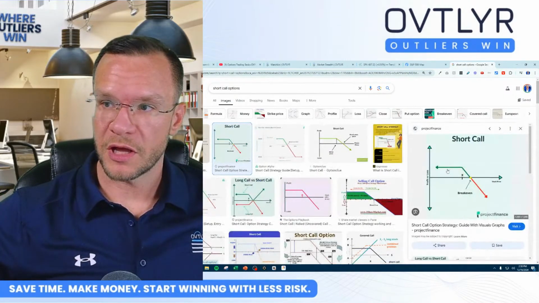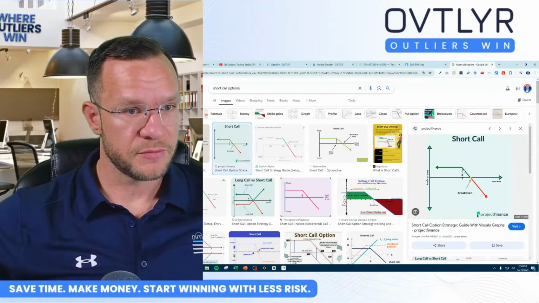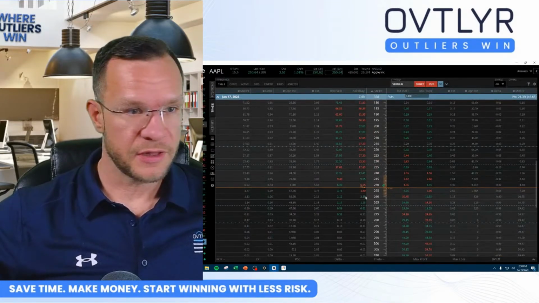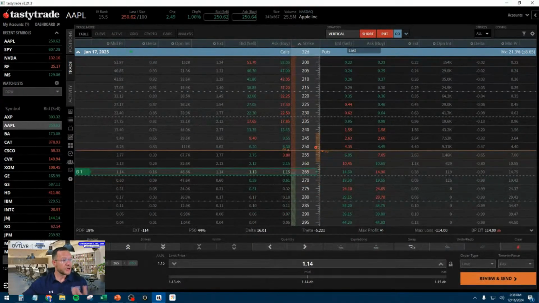So a short call option looks like this, right? So let's say you sell something out of the money. Let's say it's the Apple. It's currently $250, and let's say you are selling the 265s for $1.15. All right, you're going to collect $1.15 back, right? The most you can make is $1.15, right?